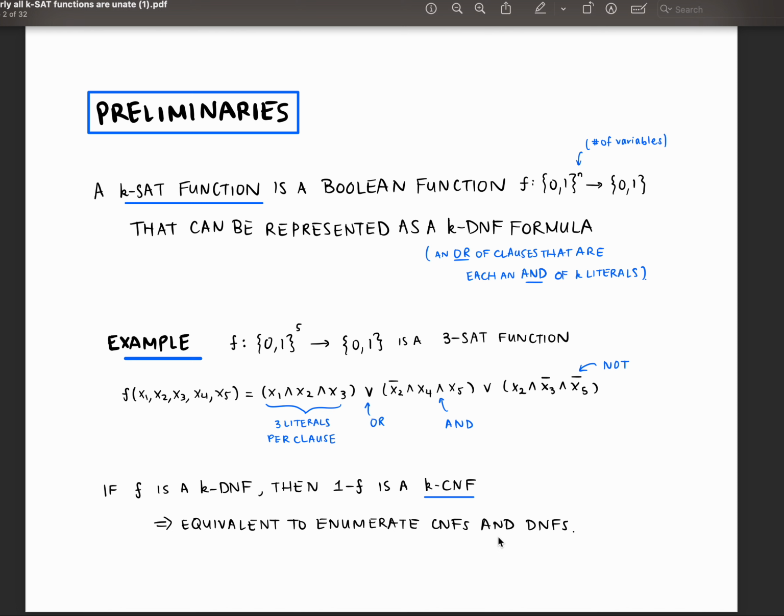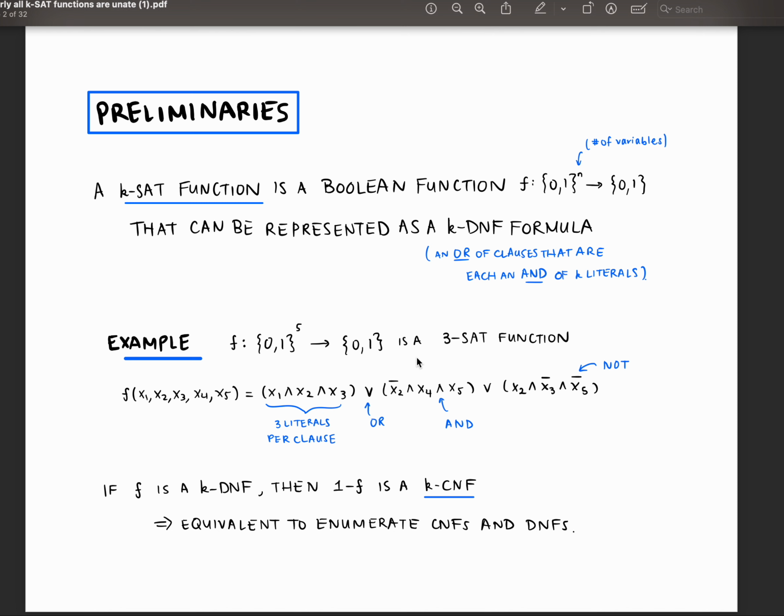A KDNF formula is a formula that consists of a bunch of clauses. You can see here that there's a formula f in the example that's made up of 3 clauses, although a 3-SAT function can have any number of clauses. The number 3 refers to how many literals appear in each clause. Each clause is the and of 3 literals, and a KDNF formula is the or of a bunch of these clauses, each of which has k literals.